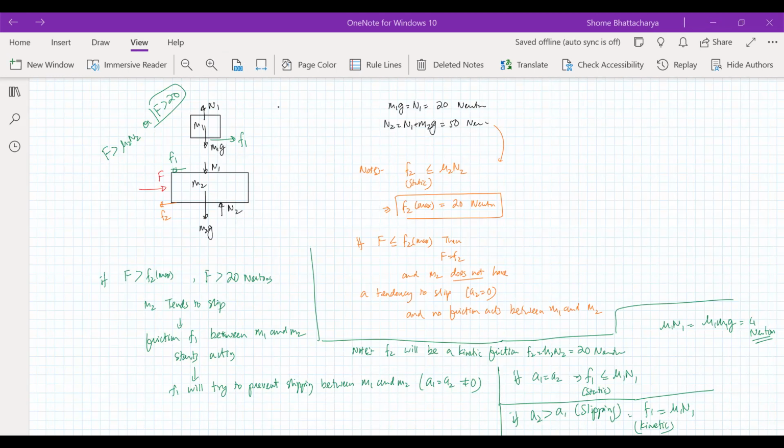And what that friction F1 is trying to do, it's trying to prevent slipping between them. So what is the priority for that friction? That A1 should be equal to A2. It's not that they should be at rest. That's not possible here now. The moment your F is greater than 20 newtons, the blocks cannot be at rest. Either they are both moving with separate acceleration with slipping between them, or they are moving with common acceleration and static friction acts between them.